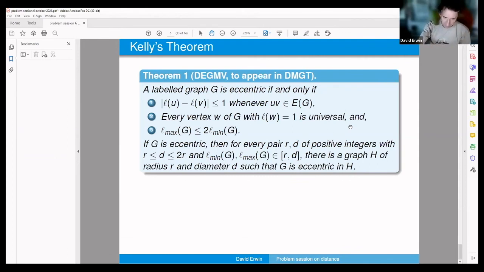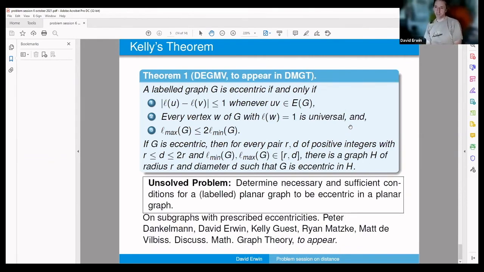Okay, well, here's the unsolved problem. We have a proof that works in general to show that if you have a labeled graph that satisfies these three conditions, then you can find a bigger graph containing it, so that the smaller graph is eccentric in the bigger graph. That proof has two different steps, basically a construction, which will in general produce a graph which is not planar.